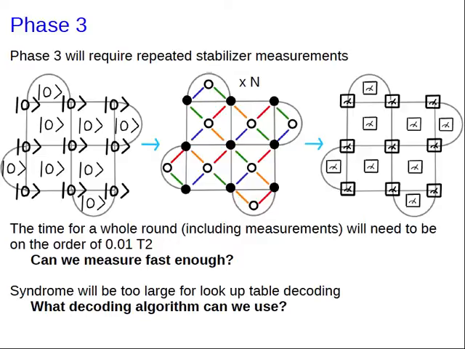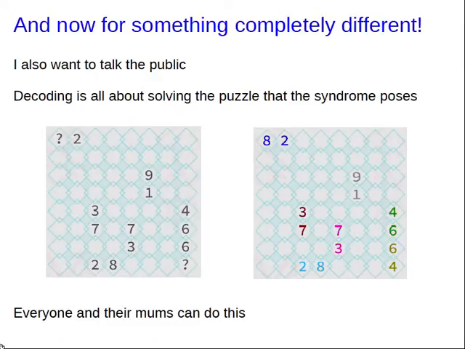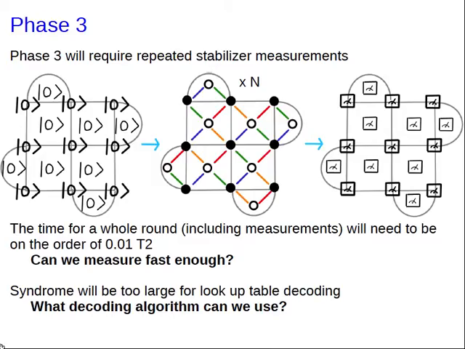So can we measure fast enough is a very big question, because measuring is typically slow, and we have this trade-off between how long we are prepared to measure and how good we want our fidelities to be. So do we want to do short and crappy ones, or do we want to do long and perfect ones? That's something that's going to have to be looked at a lot for phase 3. And also the syndrome will be too large for lookup table decoding anymore. So what kind of decoding algorithm will we use?